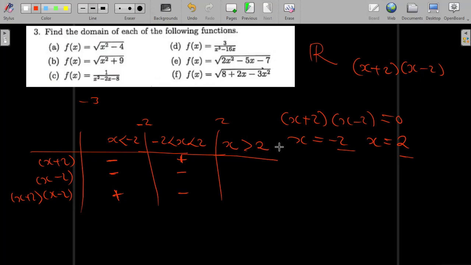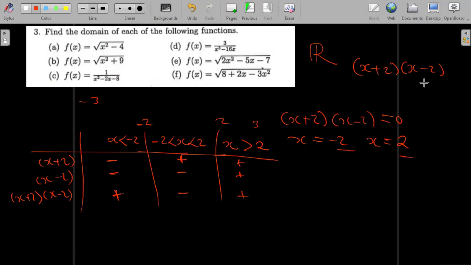Pick a number greater than 2, let's say you pick 3. 3 this time, plus 3. 3 plus 3 gives you what? Positive. 2 plus 3 gives you 5, which is positive. Then you put your 3 where there's x in the other one. That's 3 minus 2. That's going to give you 1, and that's positive. So positive by positive gives you a positive value.